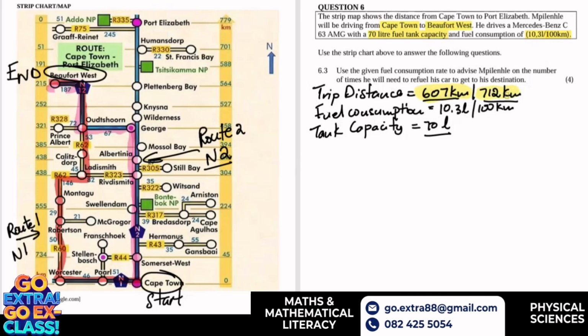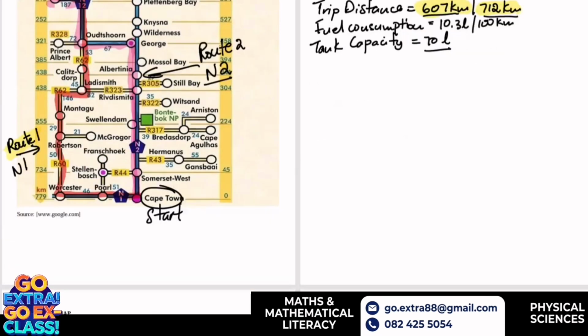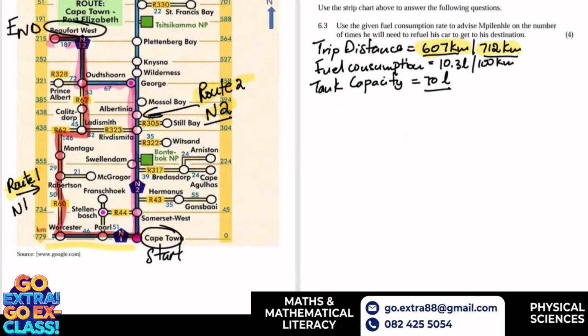Maybe some of you are asking yourself why we have two distances here. If you have been following the previous section, we said that there are two routes you can use. Route number one is via the N1. Route number two is via the N2, the one going vertically upwards. Those are the two routes that we have, so that's why we have two distances.